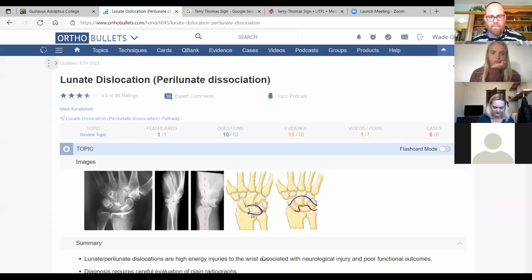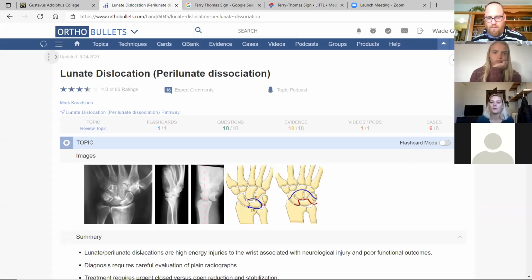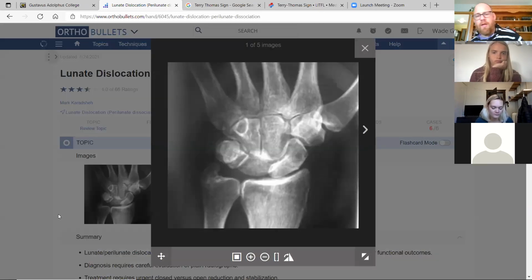There we go. Yay. Check out this x-ray. Notice the position of the scaphoid here.